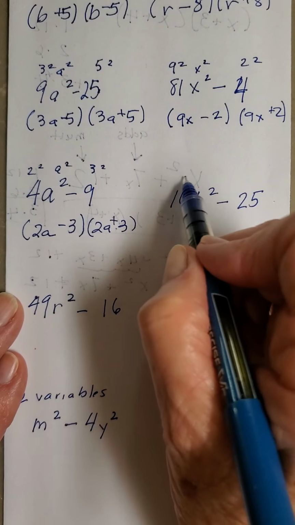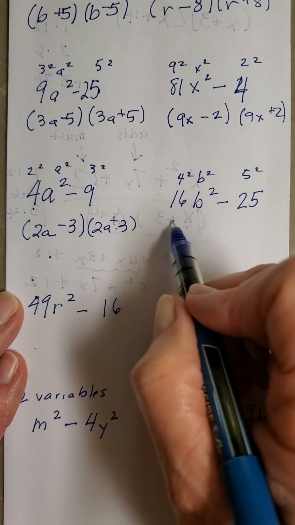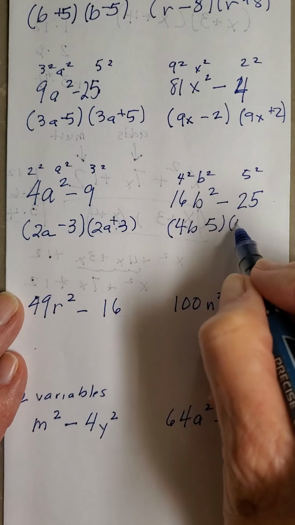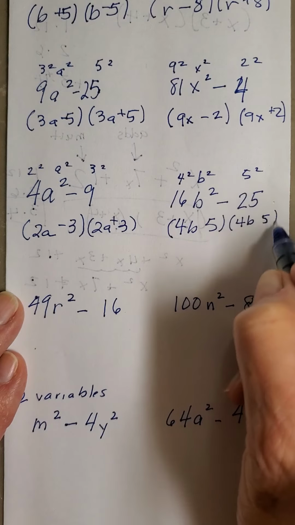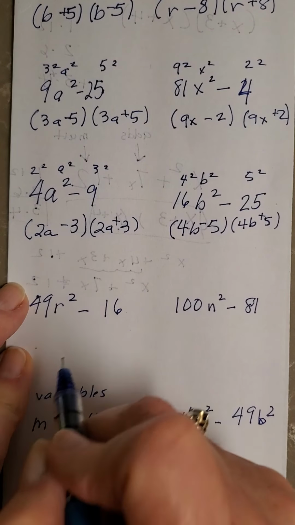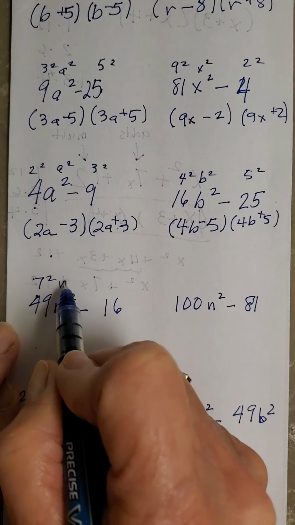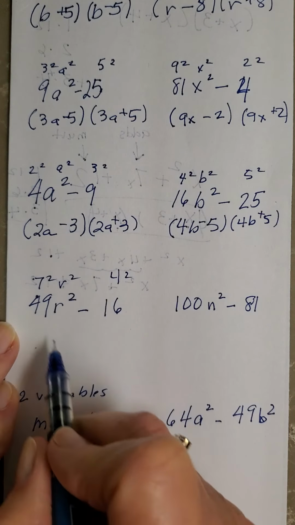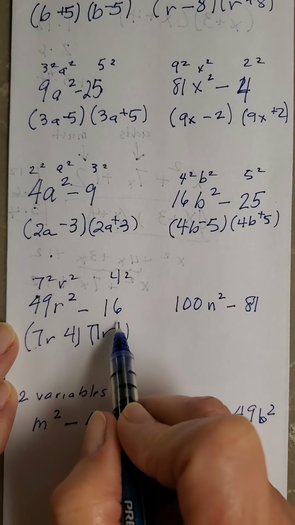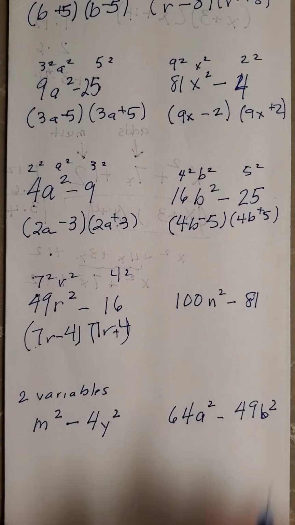16 is what number squared? Right, 4. 25 is 5 squared, so our factoring is 4b and a 5, 4b and a 5, one's a plus, one's a minus. Okay. 49 is 7 squared, r squared, 4 squared. So our factoring is 7r and a 4, one's a plus, one's a minus. Okay, you get the idea.